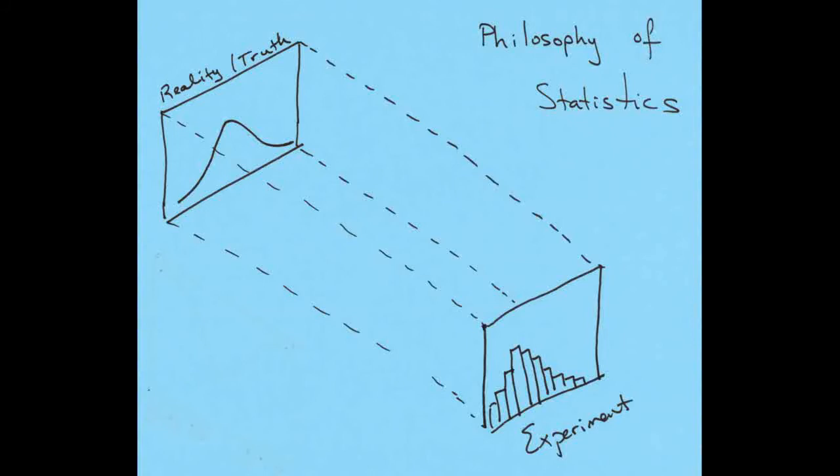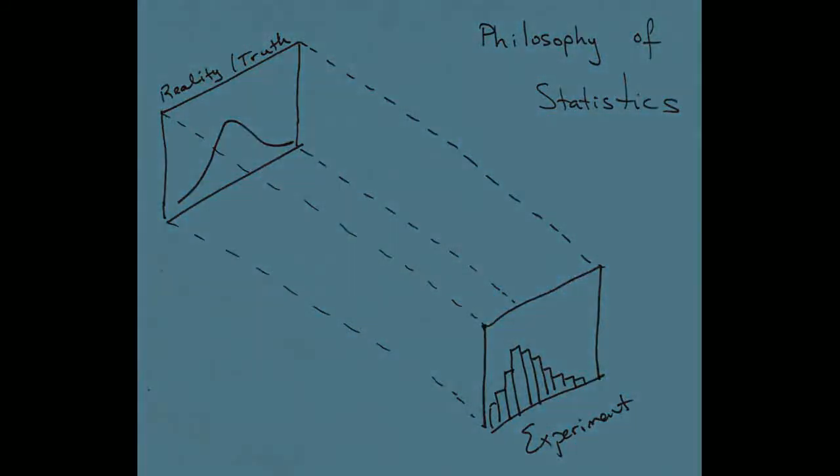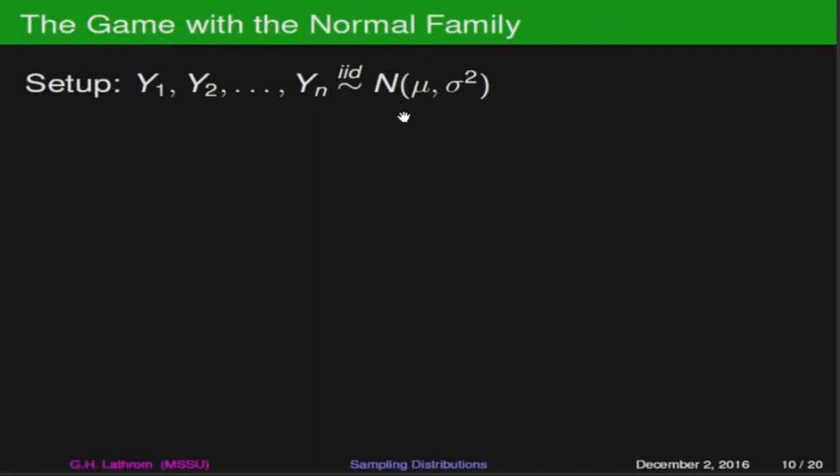So here's the game that we have going on. The truth in the background is that we have a normal distribution with a mean of mu and a variance of sigma squared. Now what we are doing, we are taking n random samples, so n independent identically distributed random samples, y1 up to yn, from the truth that's actually going on. Now we don't know. So here's the game.